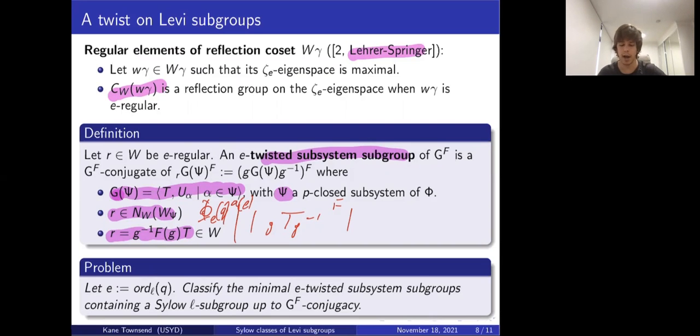This is the maximal power of Φ_e, the e-th cyclotomic polynomial, that divides |G^F|. So I've automatically put that cyclotomic polynomial into the order of this twisted subsystem subgroup. And so the problem I ask is: classify the minimal e-twisted subsystem subgroups containing a Sylow ℓ-subgroup, up to G^F-conjugacy.